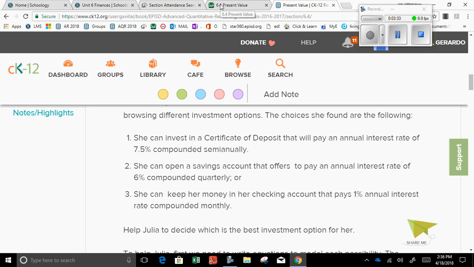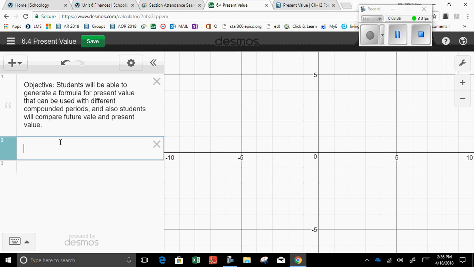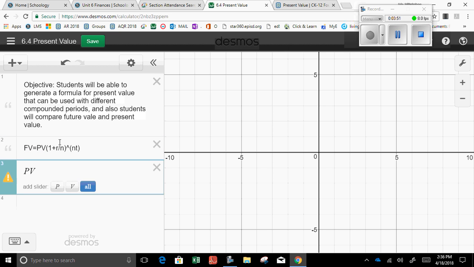First of all, I have to understand that future value equals present value times 1 plus r divided by n to the power of nt, right? So that means PV equals the future value divided by 1 plus r divided by n to the nt. Can you zoom in or something?